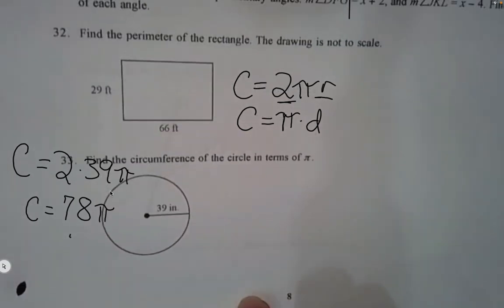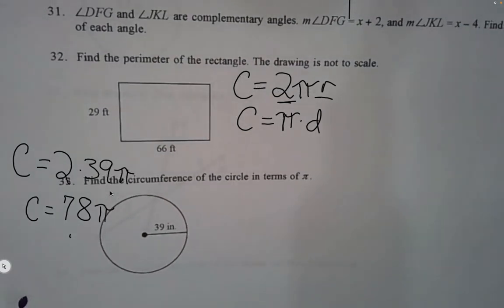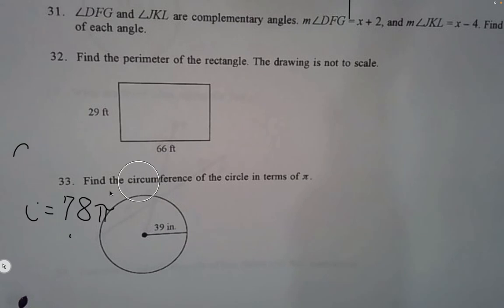Okay, I'm going to move it. I think we've got 32 on there. 32 says find the perimeter of the rectangle. How do you find the perimeter? You add up all the sides.